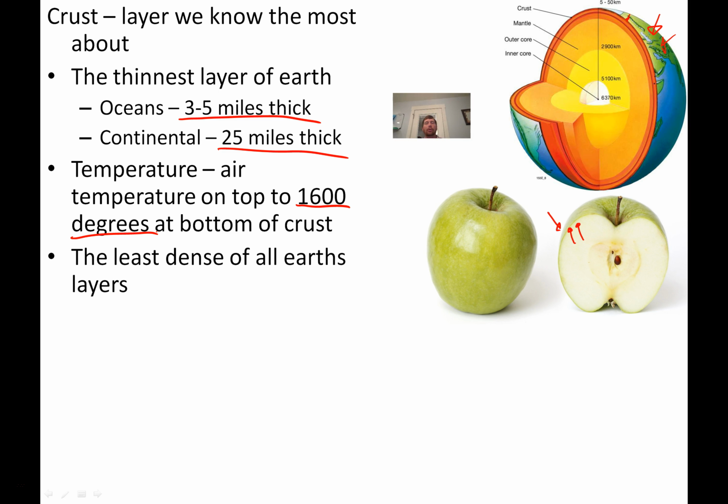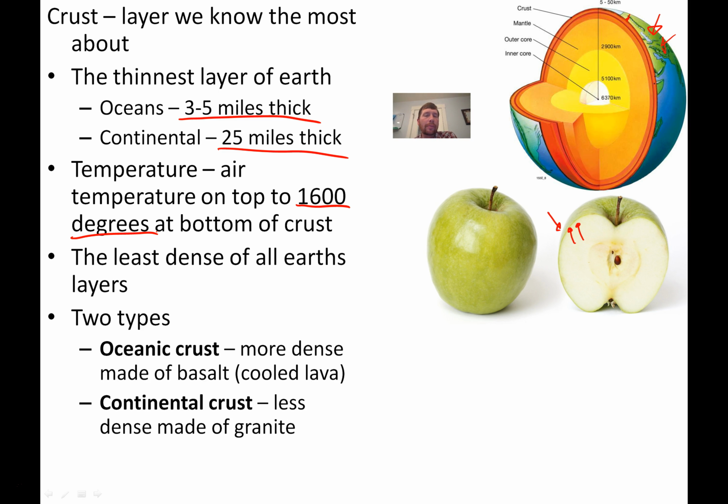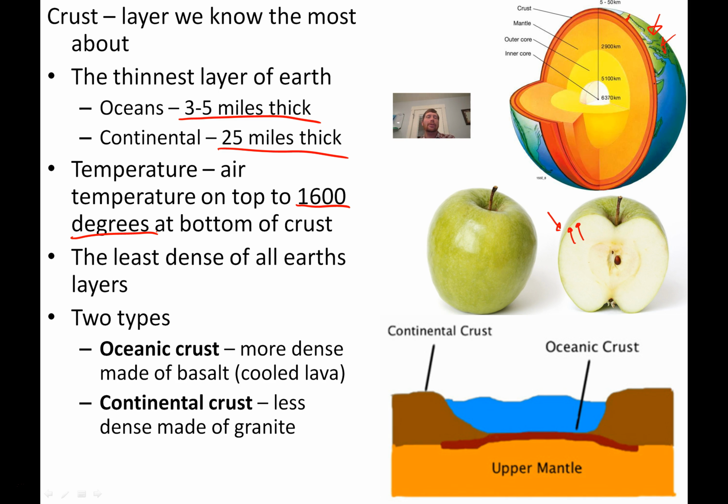Other thing we got going on with the crust, it is the least dense of all of Earth's layers by quite a bit. Okay, so this one weighs the least per given amount, so the lowest density of all the layers. And there are 2 main types of crust, okay? All of the Earth's crust is not the same.